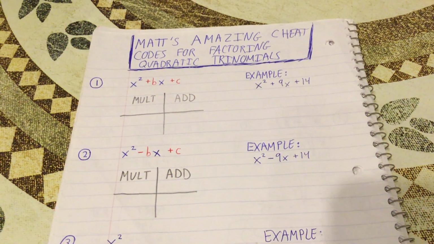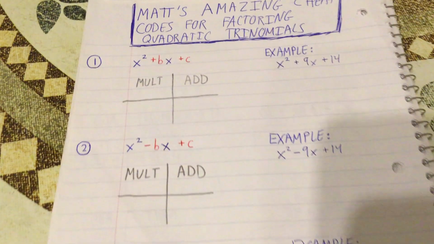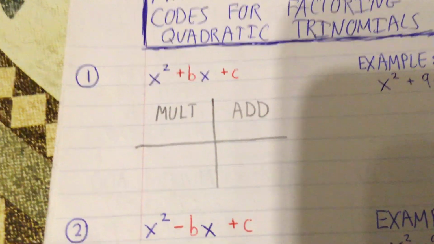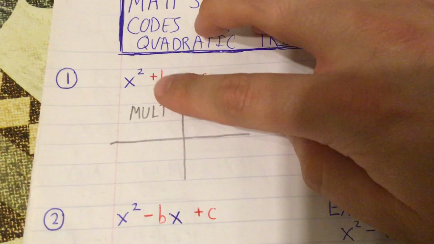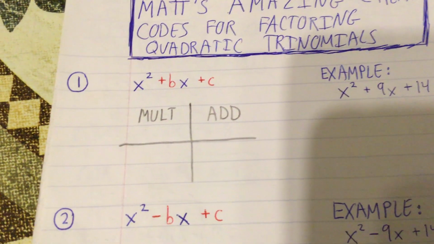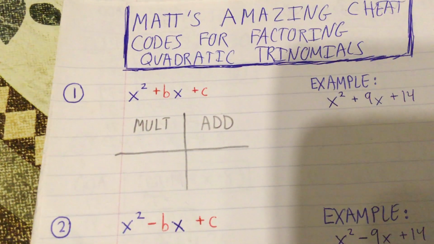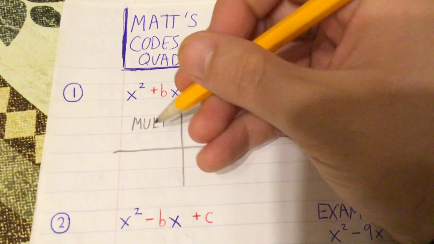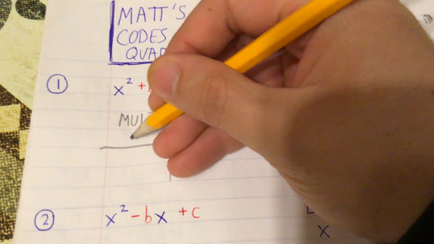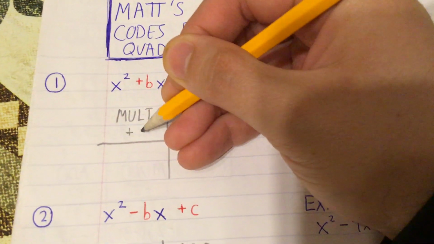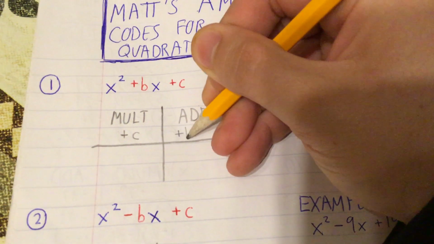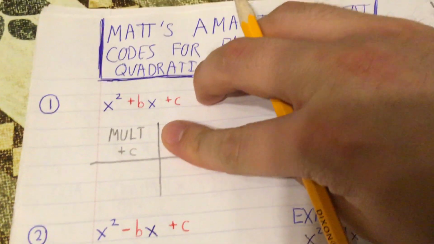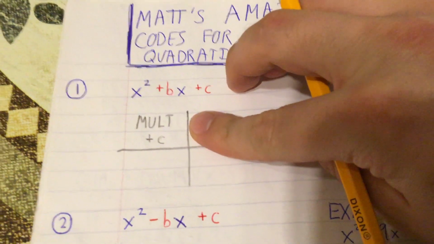Let's review the previous 2 cases that we've learned. So the first case is, what if I give you x squared plus bx plus c? In other words, the b is positive and the c is positive. What this means in general is you're trying to figure out what multiplies to a positive c and adds to a positive b.